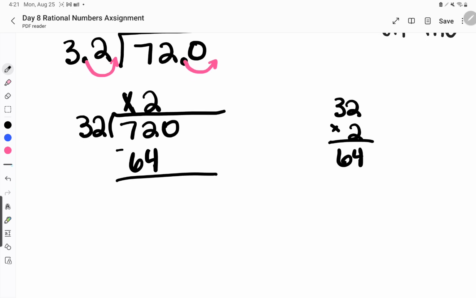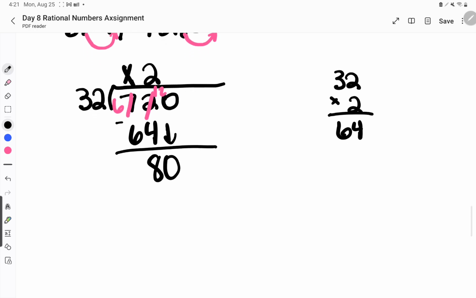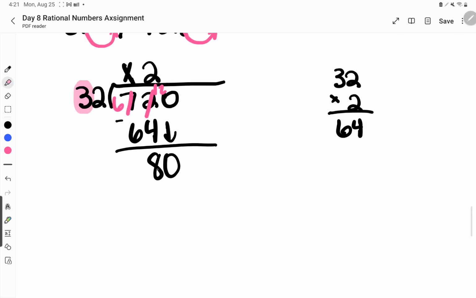Subtract, that 2 right there is going to turn into a 12, so that 7 turns into a 6, and 12 minus 4 gives me 8. Drop down my 0. 3 goes into 8 about 2 times. So we'll do another 2. We just found out that 32 times 2 gives us 64, so we'll write a 64 right here.